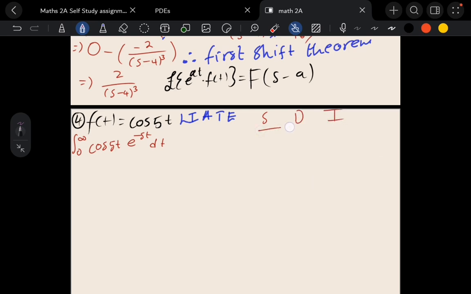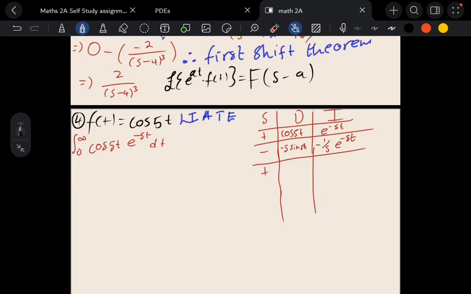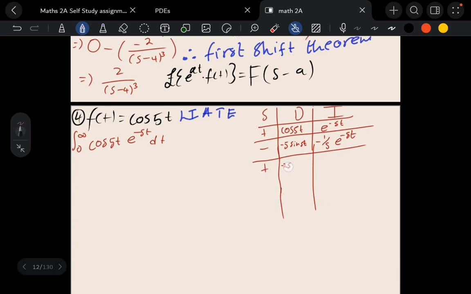SDI. Plus, what is the derivative here? Cos 5t, your integral e to the minus st. Minus, what's the derivative of cos 5t? It is minus 5 sine 5t, integral is negative 1 over s e to the power negative st. Plus the derivative of negative 5 sine 5t, it's negative 25 cos 5t, and then your integral, it is 1 over s squared e to the power negative st.